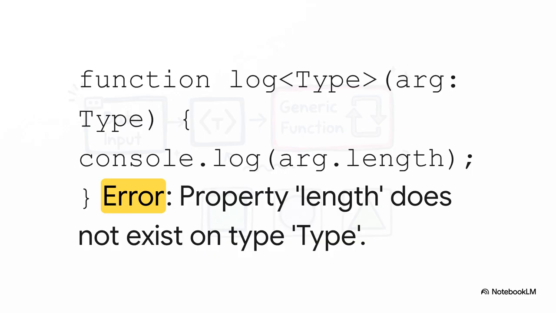We just want to log the length. But TypeScript stops you dead in your tracks with an error. And it's actually being your best friend here. It's saying, whoa, hold on a second. This type could be anything. What if someone passes in the number 42? Numbers don't have a .length property. It's saving you from a crash that would have happened later.